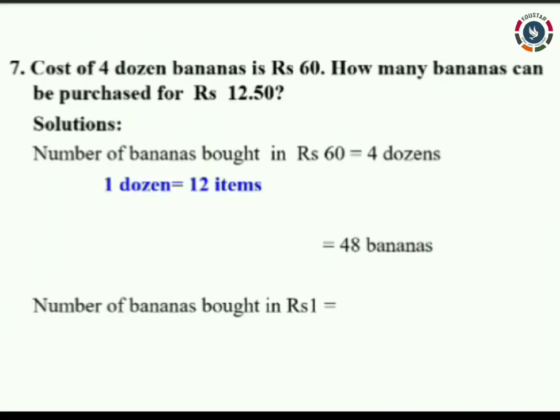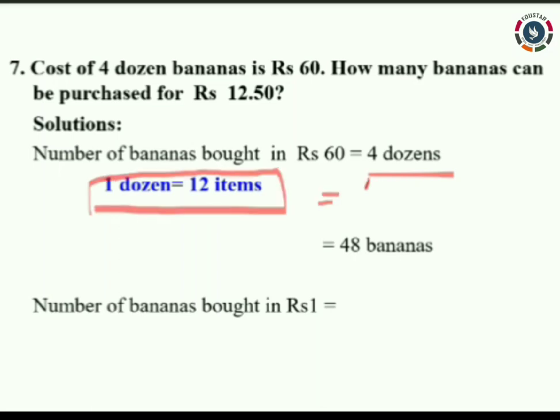Question number 7. Cost of 4 dozen bananas is rupees 60. How many bananas can be purchased for rupees 12.50? For 60 rupees you can buy 4 dozen bananas. Then you have to find for 12 rupees 50 paise how many bananas you can buy. First you have to write the given data. Number of bananas bought for 60 rupees is 4 dozen. Already we have studied 1 dozen means 12 items, right? Here you have 4 dozen. So 4 into 12, 48 bananas. So 48 bananas can be bought for rupees 60.